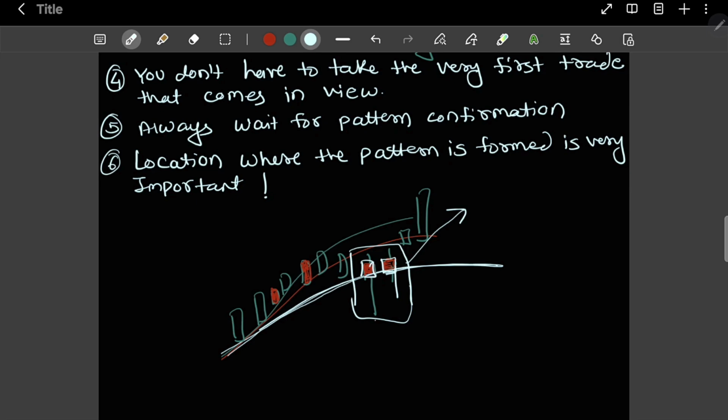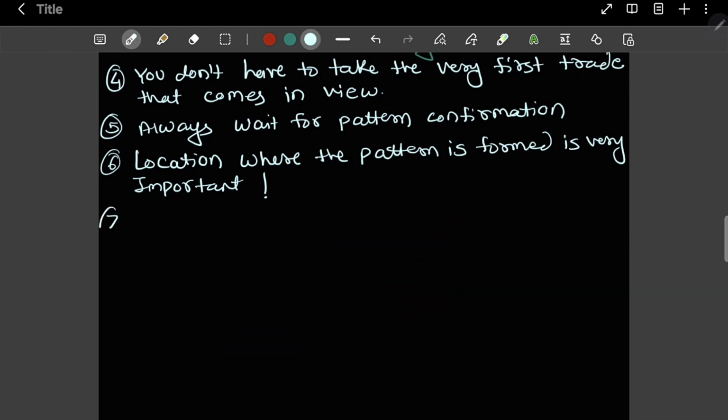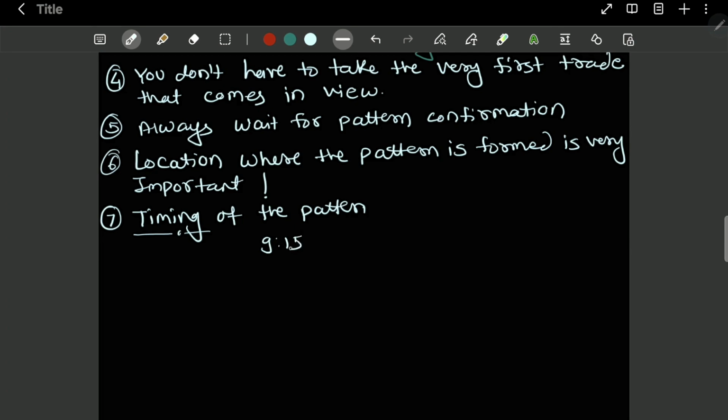From 200 EMA it is taking a support, and from here price might go upside. Hence the author is saying location, you can either use any pattern, any chart pattern or any kind of EMAs. Location is very important where the candles are forming. The seventh key point is timing of the pattern. According to the author, the timing of the chart pattern or candlestick pattern formation is very important.